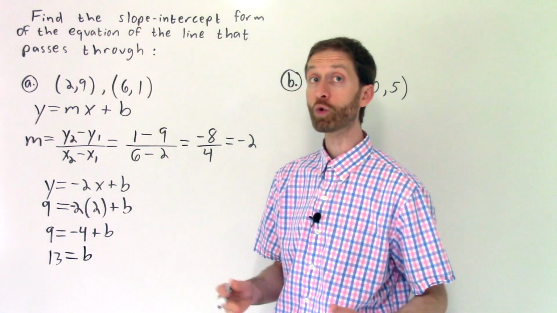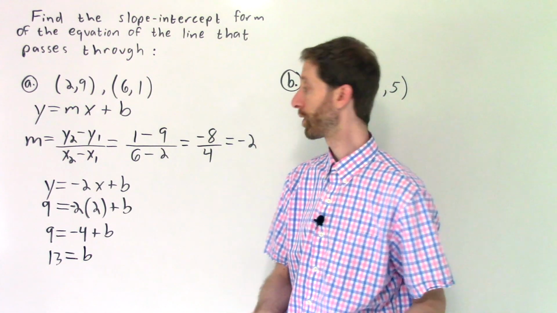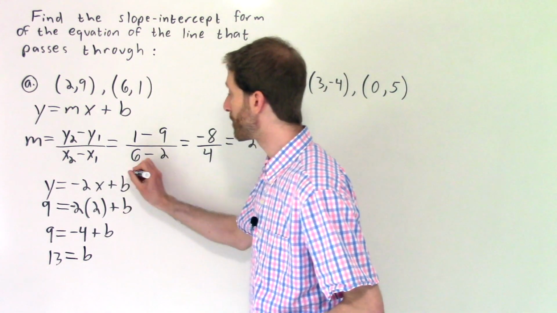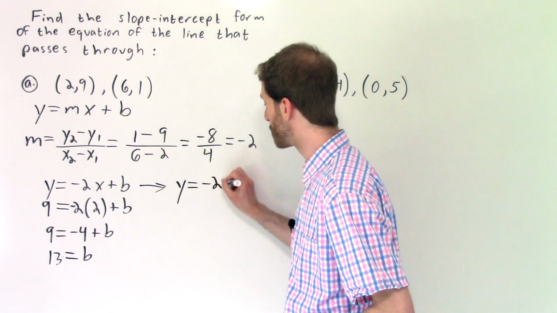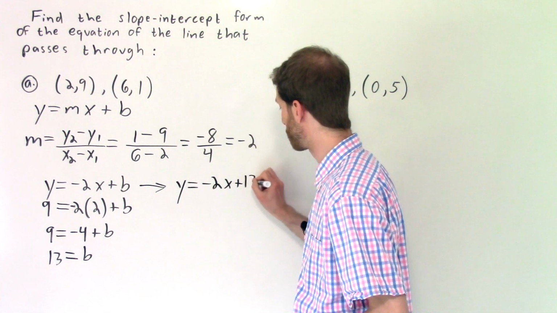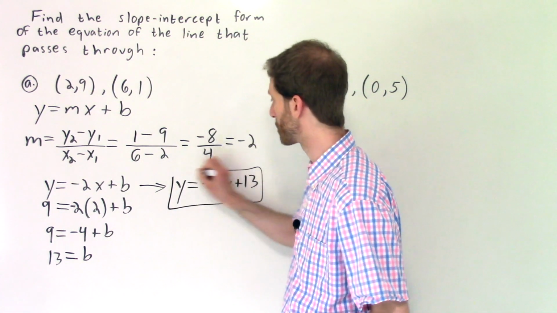So we're not done. We need to now take these values and plug them into our equation. So we have the b value right there, and I'll kind of draw a little arrow. So we've got y equals -2x plus 13. And there is our slope-intercept form equation.